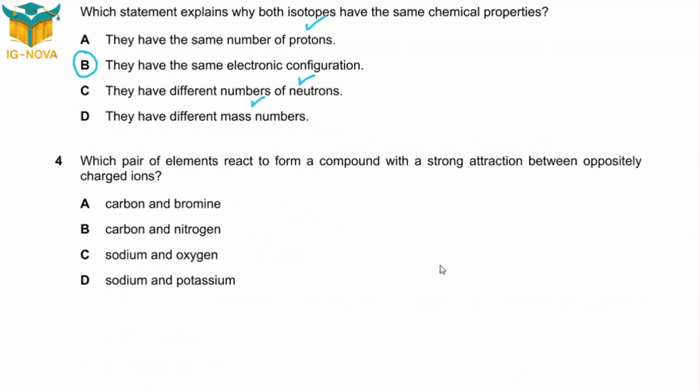Next, which pair of elements react to form a compound with a strong attraction between opposite charges? That means ionic. Carbon, bromine: non-metals both, so wrong. Carbon, nitrogen: non-metals both, so wrong. Sodium, oxygen: let's think about it. Sodium and potassium: metals both, wrong. So C.